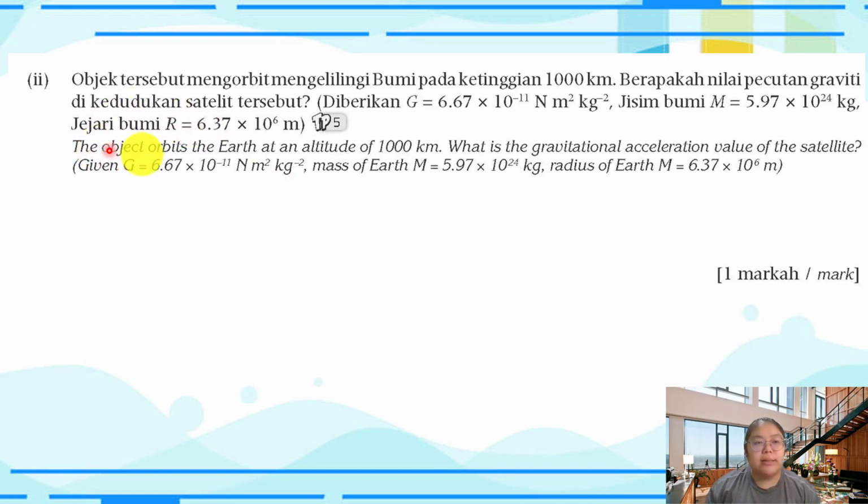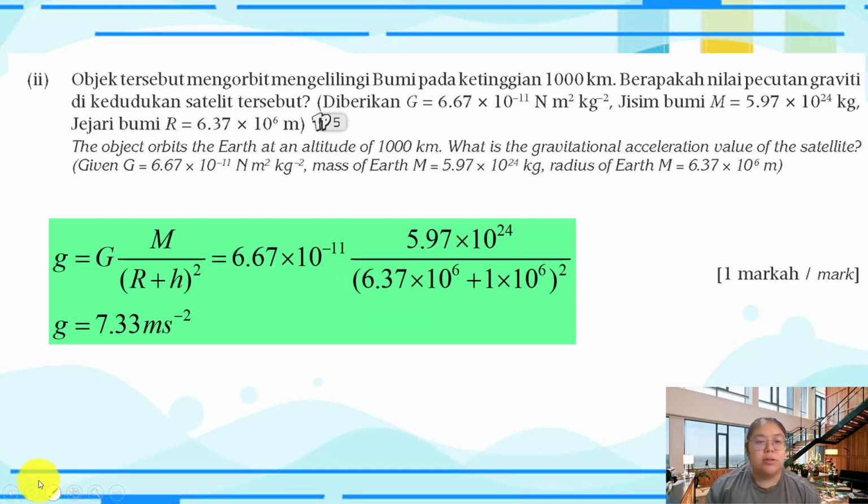Then the next one: the object orbits the Earth at an altitude of 1000 kilometers. That means now the object orbits outside the Earth. The H, just like in the diagram just now, is H. What's the gravitational acceleration value for the satellite? They want to find g. From here, they give you the information: capital G, the mass of the Earth and the radius of the Earth. So we need to find g, and the equation is like this. G is no problem, we just put in the answer here. The mass also no problem, we just copy from the question.